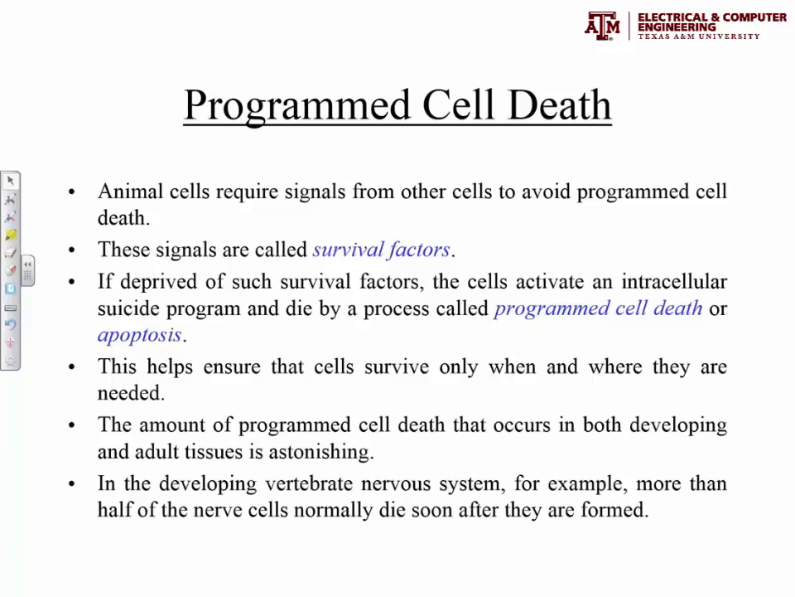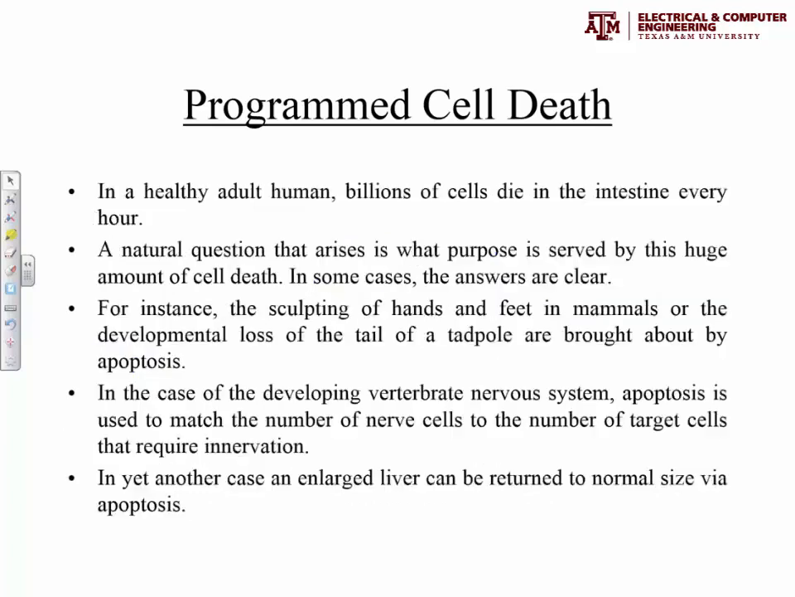And the amount of programmed cell death that occurs in both developing and adult tissues is astonishing. For example, in the developing vertebrate nervous system, where you have nerve cells that need an interconnection, more than half of the nerve cells normally die soon after they are formed. That's because this has to be like an electrical network, so things have to be connected together. If there's stuff left over, it shouldn't be hanging around, so that is going to undergo programmed cell death. Now, in a healthy adult human, billions of cells die in the intestine every hour. So by the time you finish this class, billions of cells have already died in your intestine.